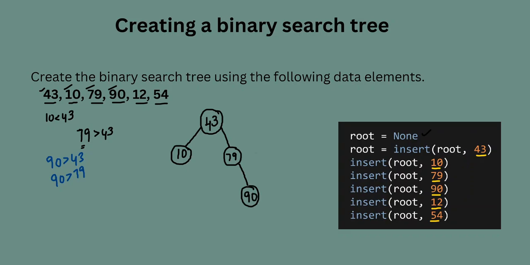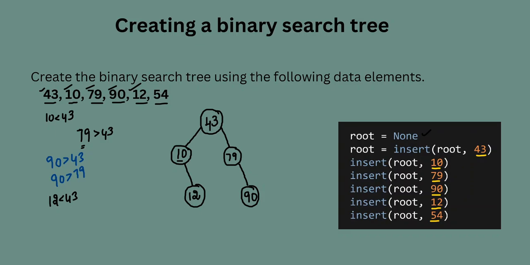And the next element is 12. First we have to check whether 12 is less than 43 or not. You can see clearly 12 is less than 43, so 12 must be inserted towards the left. Now if you look at this left child 10, 12 is greater than 10. So 12 must be inserted as the right child of this node.